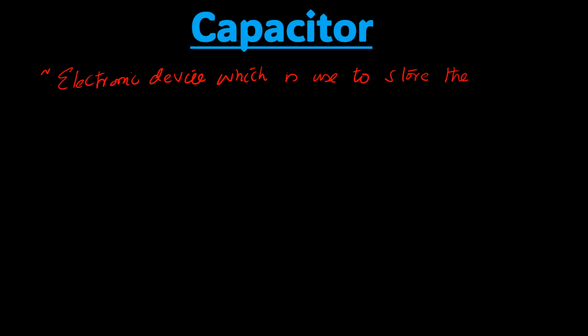So basically we can define a capacitor. A capacitor is a device which is used to store electric charges. So we can write the definition of a capacitor: a capacitor is an electronic device which is used to store electric charges.